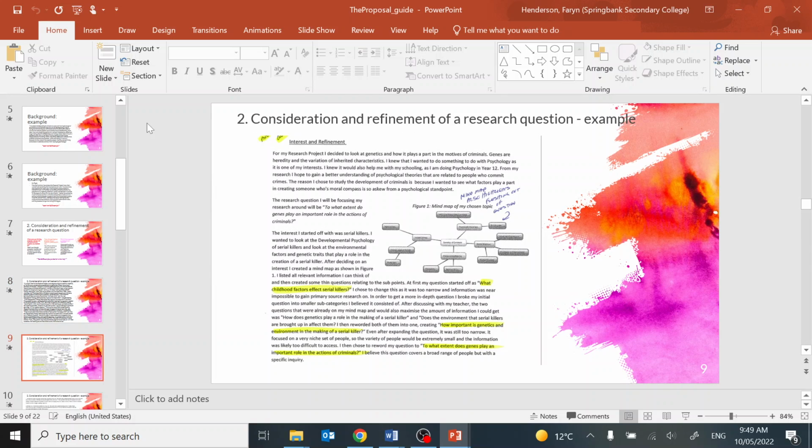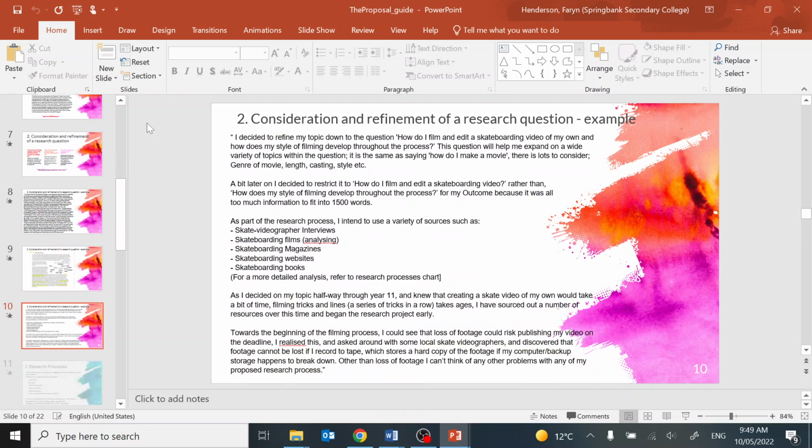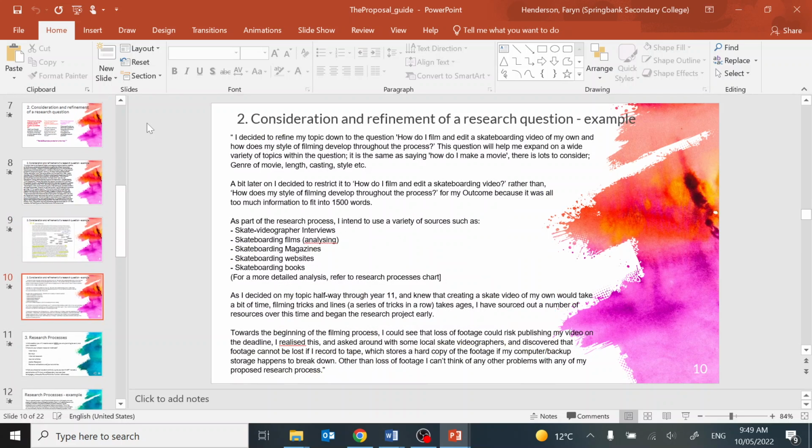Okay, again, another one. So they talked about their interest and their refinement. They put their mind map there. All the highlighting and all that kind of information in this one, and the writing, is from the SACE board. That's not from me. So it's just showing where they were making a particularly good point. Sorry, I've got another one.